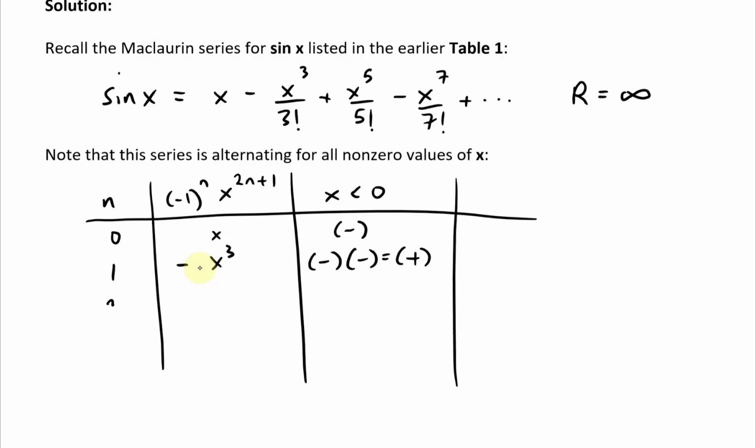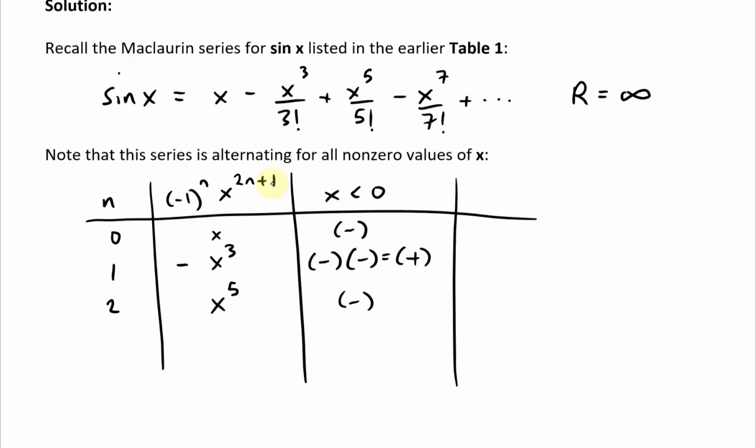And the next one is n is 2. We get negative 1 squared, which is just positive, and then x to the 2 times 2 is 4 plus 1 is 5. So you can see that it's adding up every odd power, like that. And then when you plug in a negative x, it's going to be negative, like that.